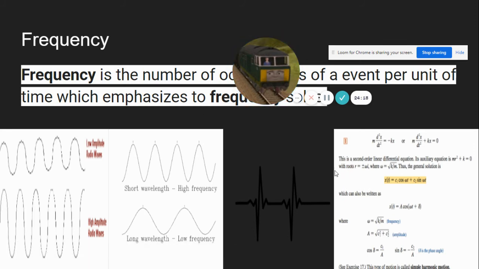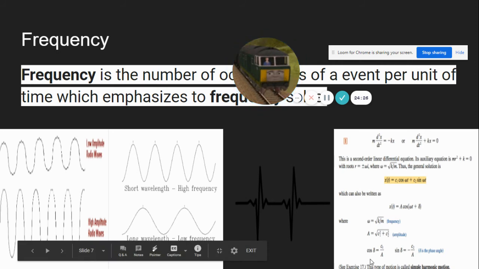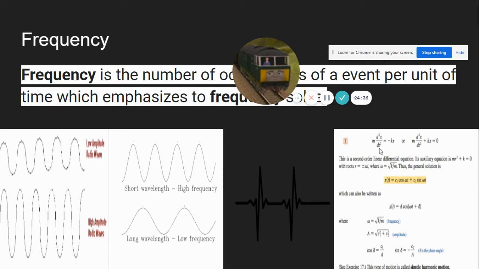Okay, so let me get this chemistry math that you have to remember. See exercise 17. This type of motion is called simple harmonic motion. Just remember that in your notes. Okay, so m d squared x over d t squared equals negative kx, or m d squared x over d t squared plus kx equals 0.